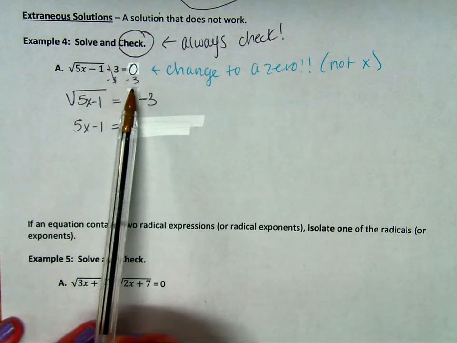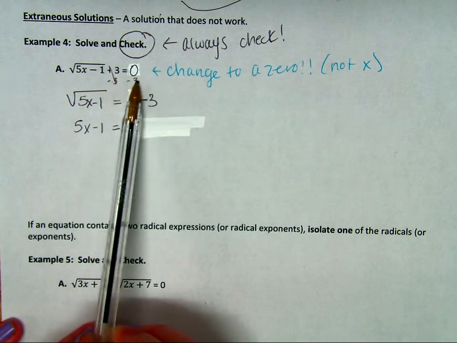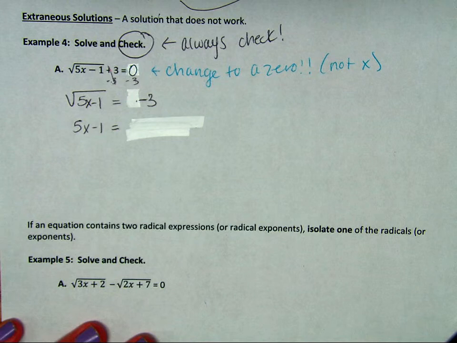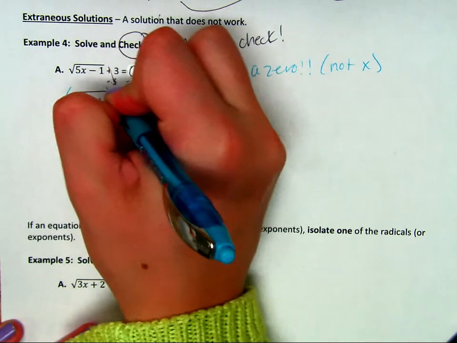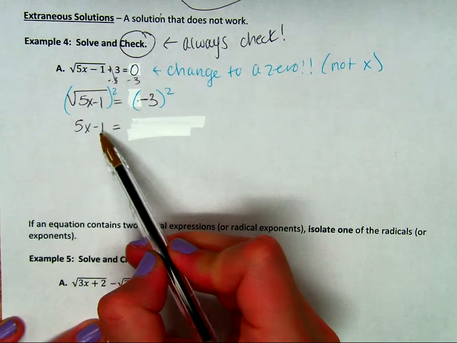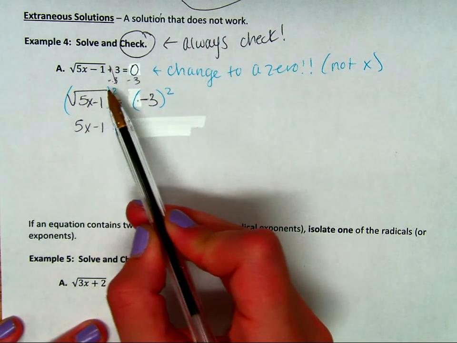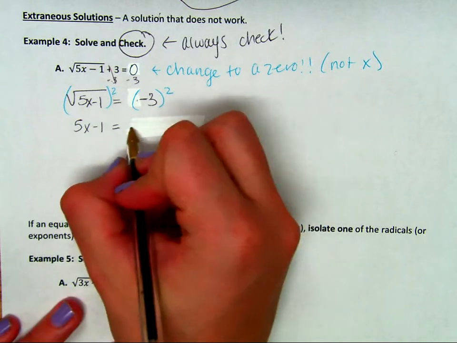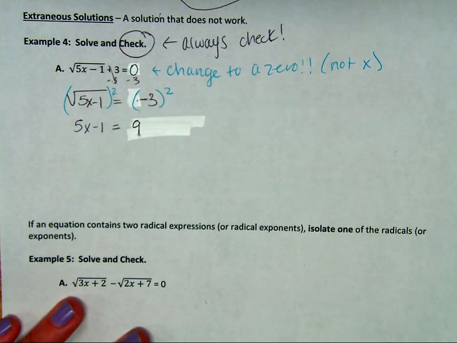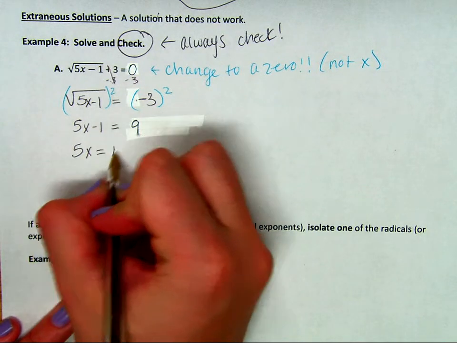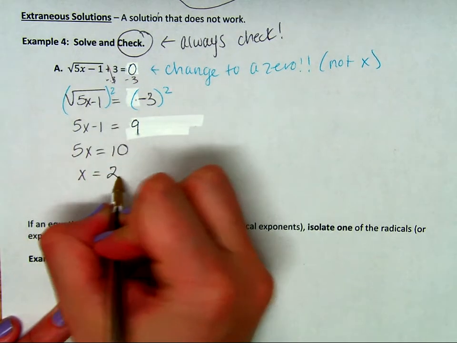Okay, so that's going to make it, when we subtracted 3 from both sides, now I'm going to have 0 minus 3. That's negative 3. And so when I go to square both sides to get rid of this radical, I now have 5x minus 1. It's the square root of something squared. Inverses, so I have 5x minus 1 equals negative 3 squared, which is positive 9. Okay, so now I'm going to add 1 to both sides. 5x equals 10, and x equals 2.